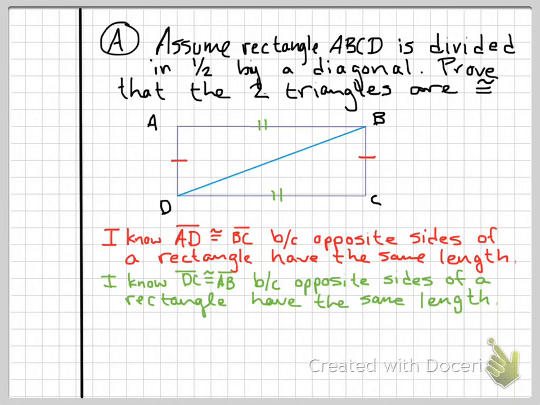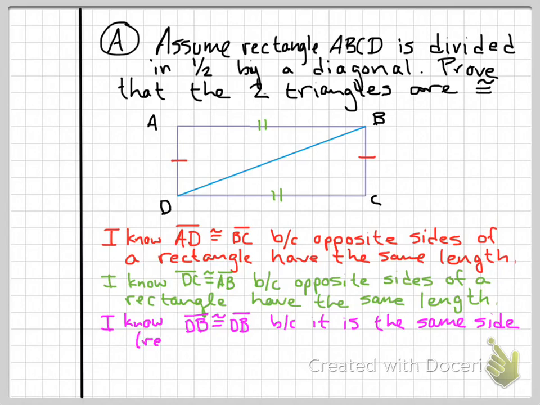So I know that segment DB is congruent to segment DB because it is the same side. So DB is the same as DB because it is itself. If you look in the book, they'll call this the reflexive property.